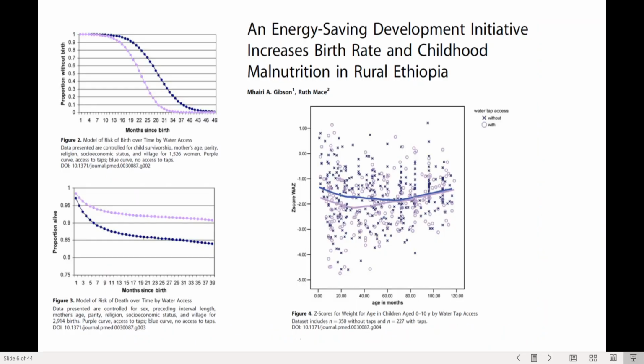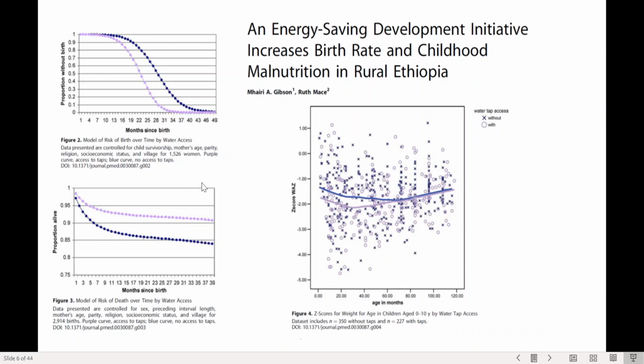But what the researchers found was, if you look at the overall pattern, here it's a comparison between areas where a water tap was offered or was made available, and areas, villages where water was still restricted, so women had to walk long distances and carry the water on their heads back to the village. And what we can see here is, as soon as the water became available, women were more likely to become pregnant more rapidly again.